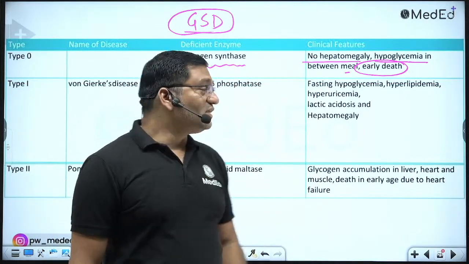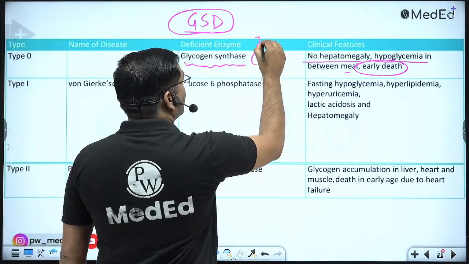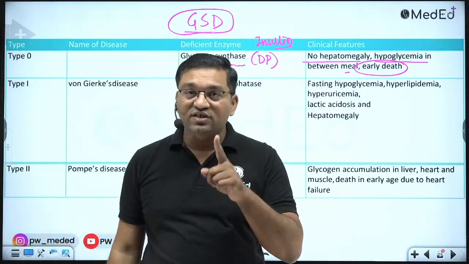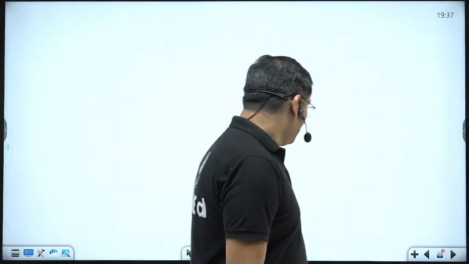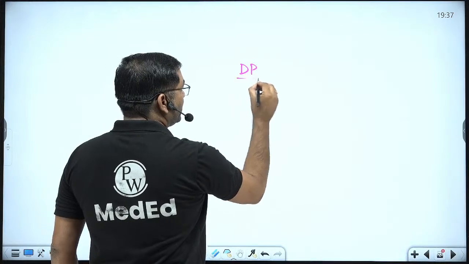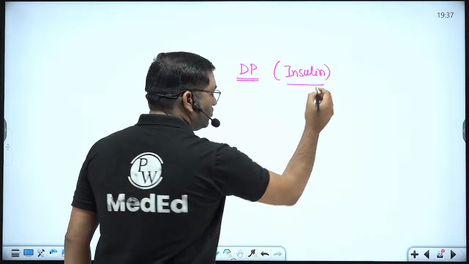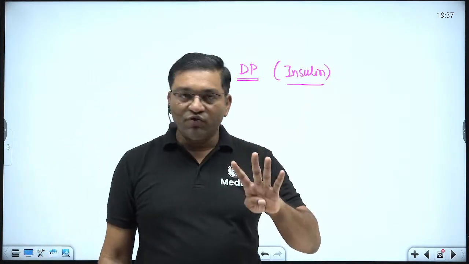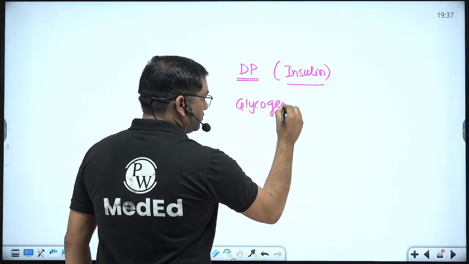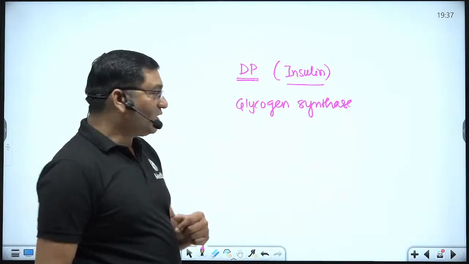And glycogen synthase is active in the dephosphorylated state, which is favored by insulin. Remember, 4 important enzymes that are active in the dephosphorylated state. In the dephosphorylated state, which is favored by insulin, there is a list, but remember these 4. So glycogen synthase is important in glycogenesis.